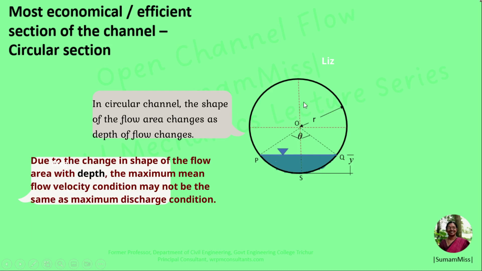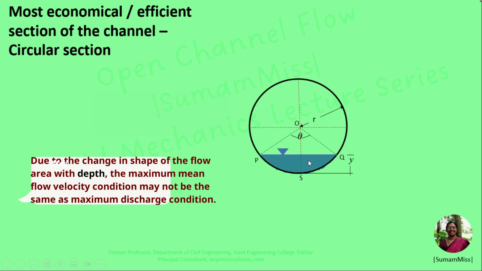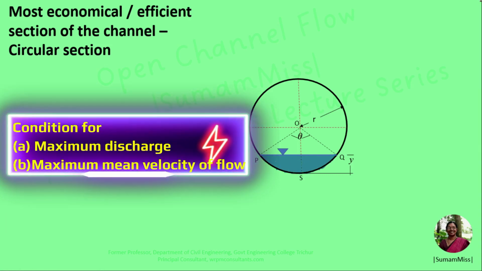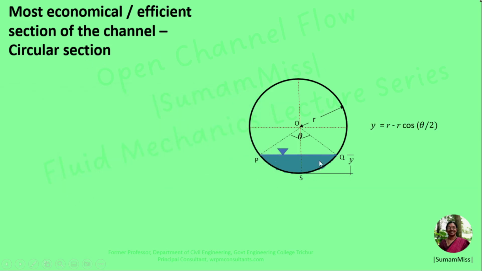In a circular channel, unlike other channel sections, the shape of the flow area changes when the flow depth changes. Due to the change in shape of the flow area with the depth, the maximum mean flow velocity condition may not be the same as the maximum discharge condition. Hence, two separate conditions may be derived for the circular section. The flow depth y is equal to OS minus this distance. This distance is r cos theta by 2 and OS is equal to r. So r minus r cos theta by 2 is equal to the flow depth y.